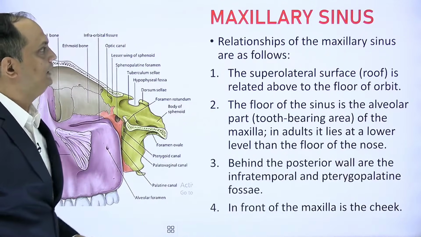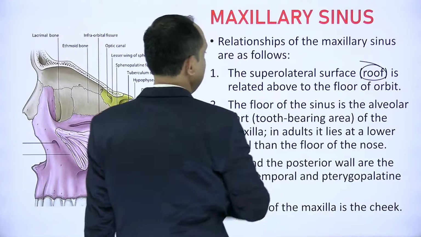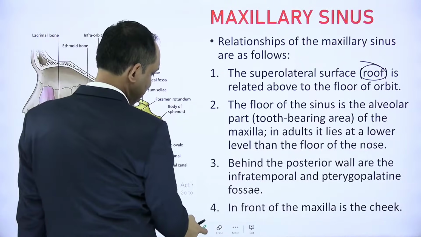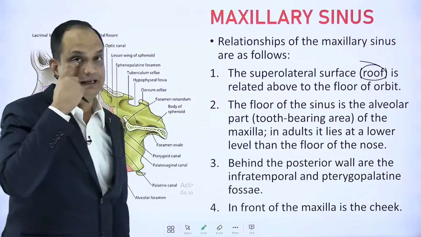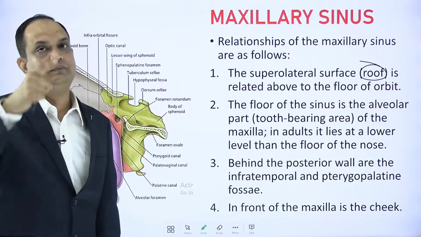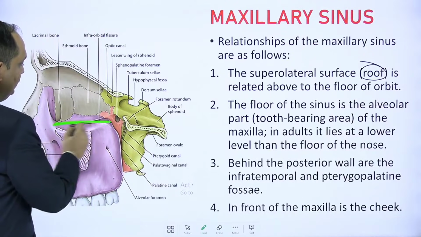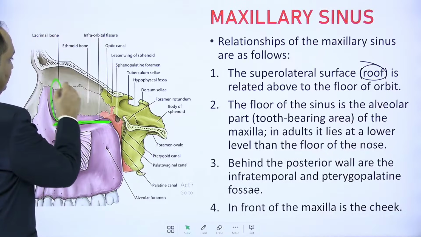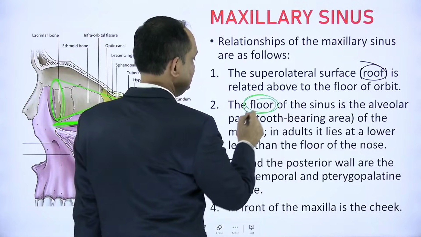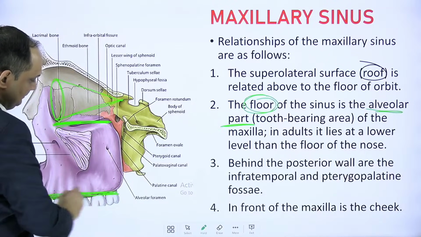Now, what are the important relations of the maxillary sinus? The first relation is that the roof, or superolateral surface, is related to the floor of the orbit. We have already discussed that the sinus is below the orbit, so this wall makes the floor of the orbit and the roof of the maxillary sinus. In this diagram, you can see this is the roof of your maxillary sinus, which forms the floor of the orbit. The second is the floor of the sinus, which is the alveolar part here in the lower area.